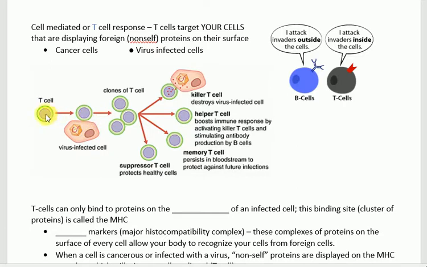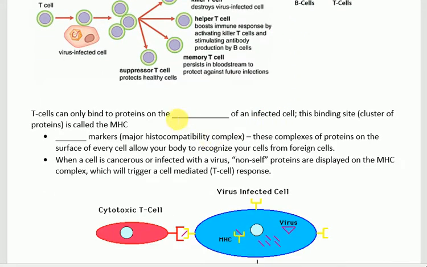So here we have a T cell. There is a virus-infected cell. It's going to clone those T cells. And there are multiple kinds of T cells. There are killer T cells, helper T cells, memory T cells, and suppressor T cells. I would not worry about knowing what each of those does. I mean, based on the name, you could probably figure it out, but just be familiar with the idea that there are multiple types of T cells.